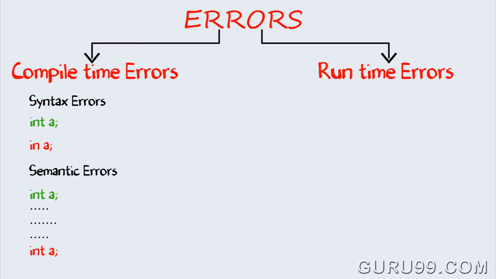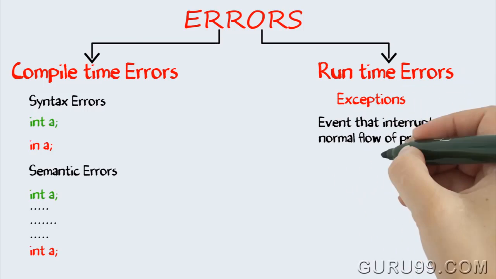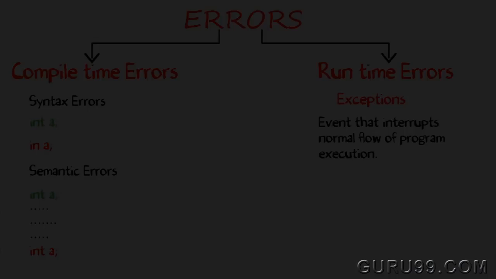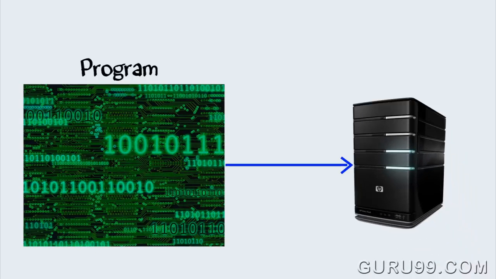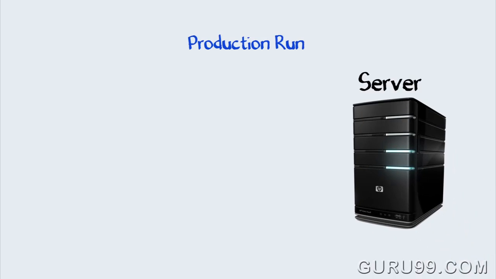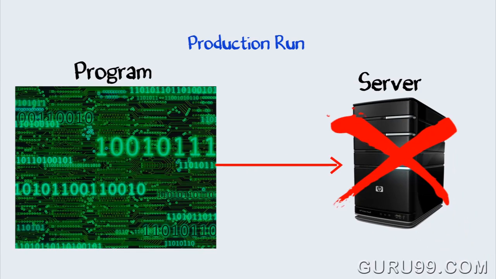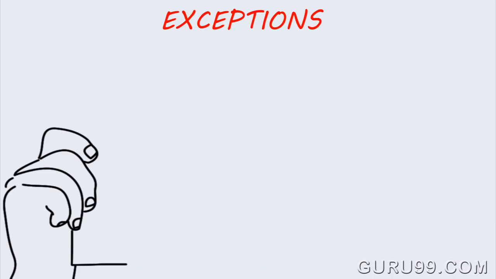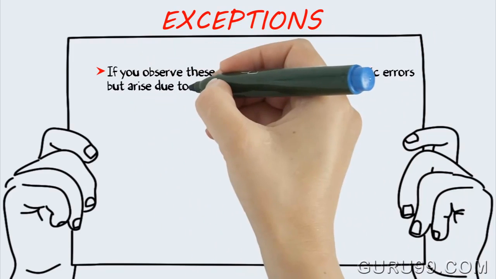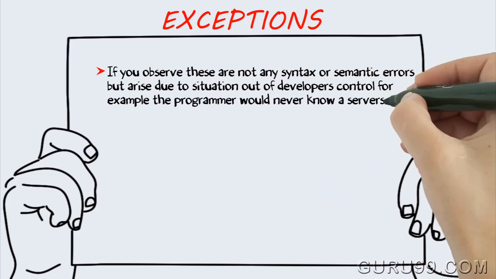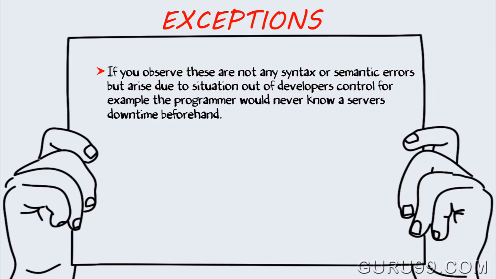A runtime error is called an exception and is any event that interrupts the normal flow of program execution. Suppose you have coded a program to access a server and things work fine while you are developing the code. During the actual production run, the server is down. And when your program tries to access it, an exception is raised. If you observe, these are not syntax or semantic errors, but arise due to situations out of the developer's control. For example, the programmer would never know a server's downtime beforehand.